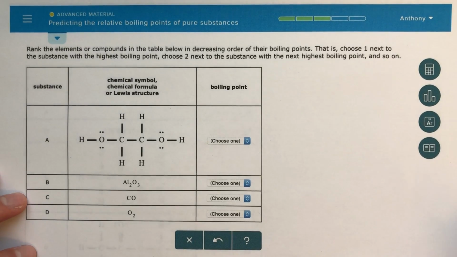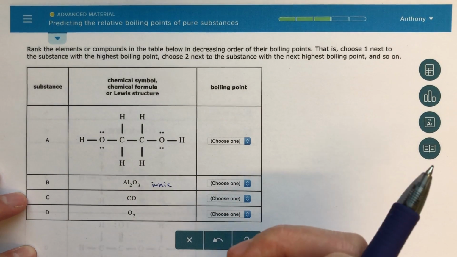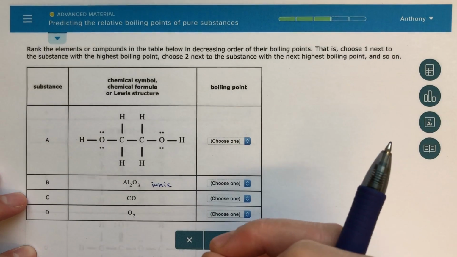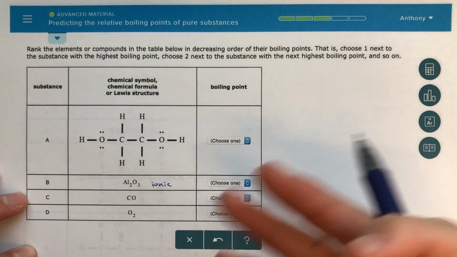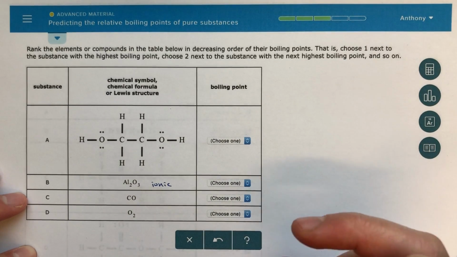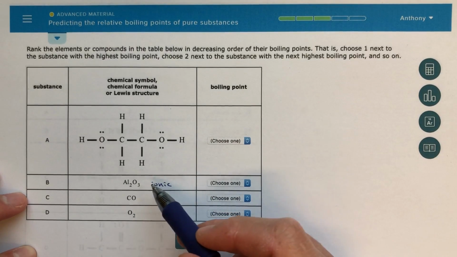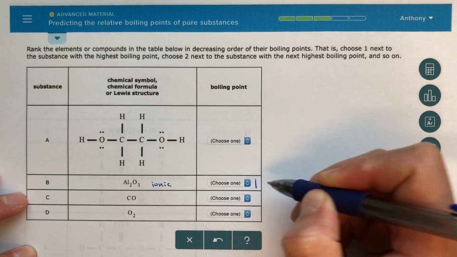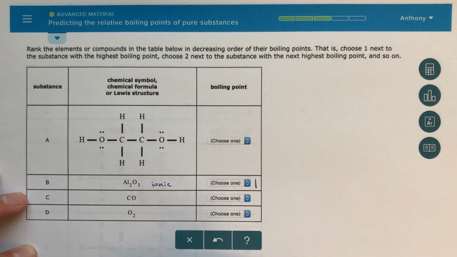That's nice. The first thing that jumps out at me is aluminum oxide. That's an ionic compound, and ionic compounds are going to be held together by actual positive and negative charges. The root of our intermolecular forces, London dispersion forces, dipole-dipole attractions, those are really sort of partial positives attracted to partial negatives. Well, here we have actual positives attracted to actual negatives. That's going to be much more stuck together. So right away I can say that one's going to be number 1.